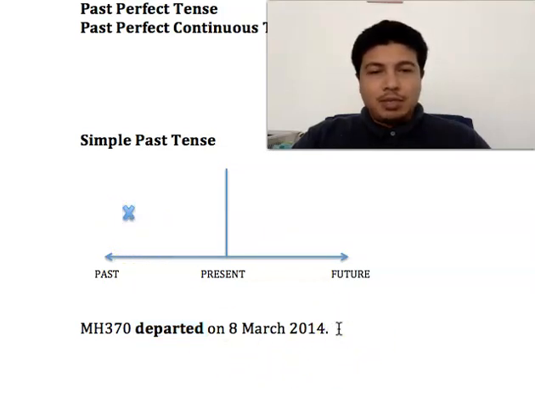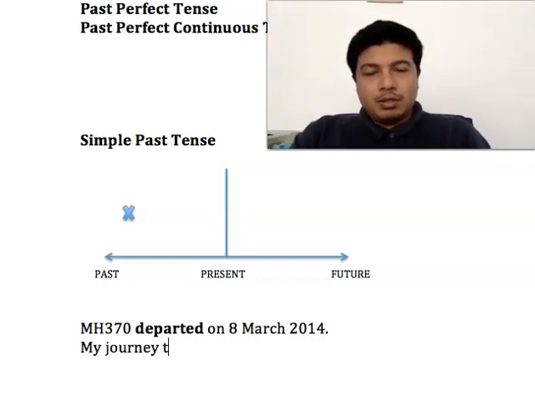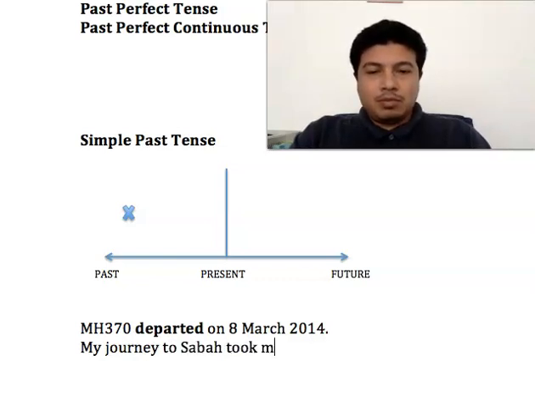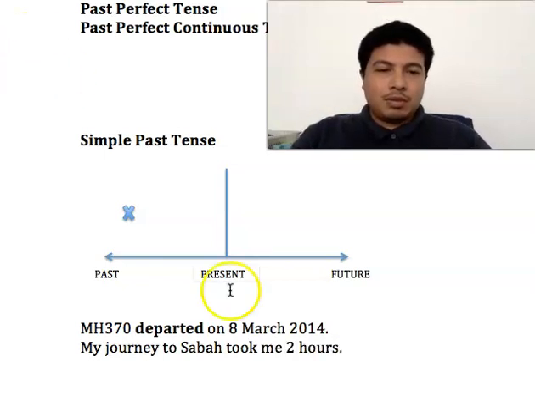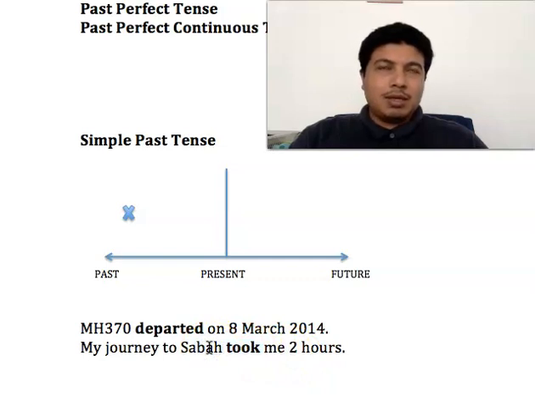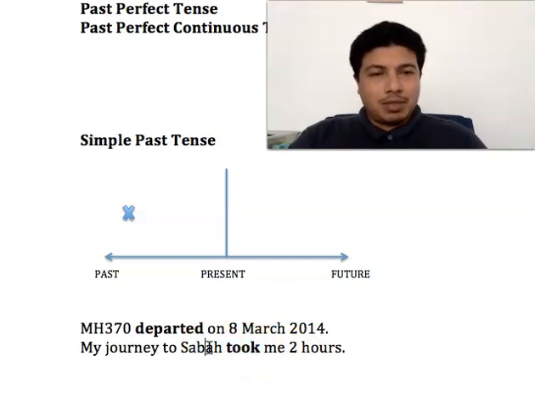The next example would be, for example, my journey to Sabah took me 2 hours. Here we have the simple past tense of the word take. So this is an action, a situation, that happened in the past. When it happened in the past and it is completed in the past, we use simple past tense.